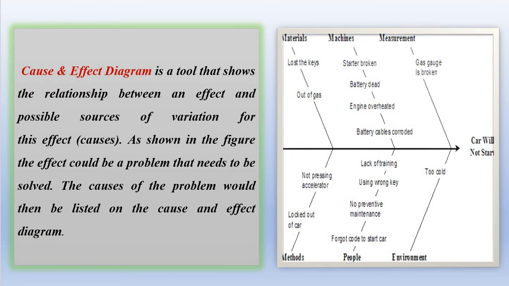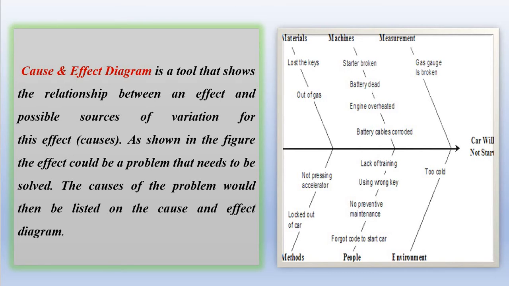Next tool is cause and effect diagram. It is a tool that shows the relationship between an effect and possible sources of variation for these effects. As shown in the figure, the effect could be a problem that needs to be solved. The causes of the problem would be then listed on the cause and effect diagram.